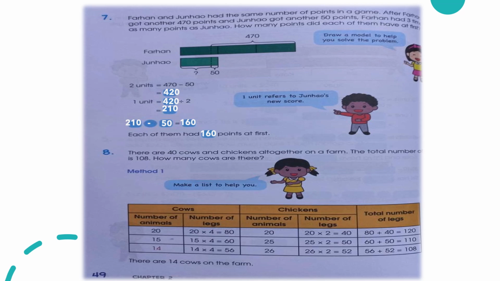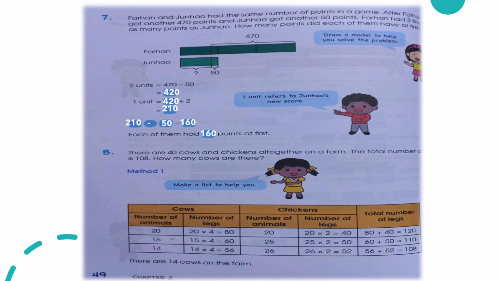Look at question number 7, which says Farhan and Junhao had the same number of points in a game. After Farhan got another 470 points and Junhao got another 50 points, Farhan had 3 times as many points as Junhao. How many points did each of them have at first? Which means that initially both Farhan and Junhao have 1 unit, but it becomes 3 times as much for Farhan as Junhao.